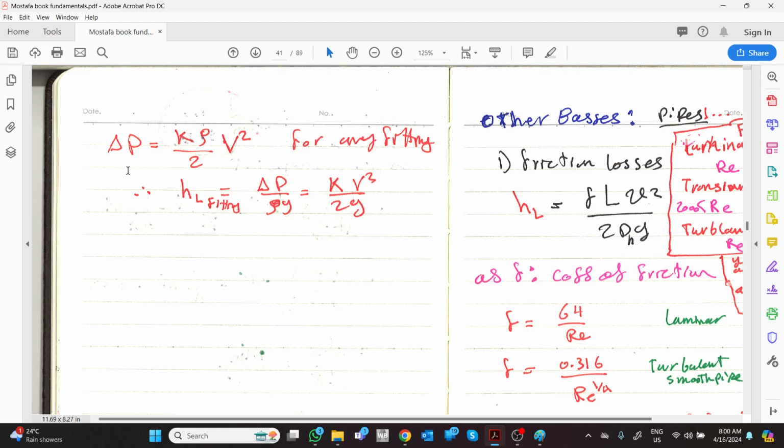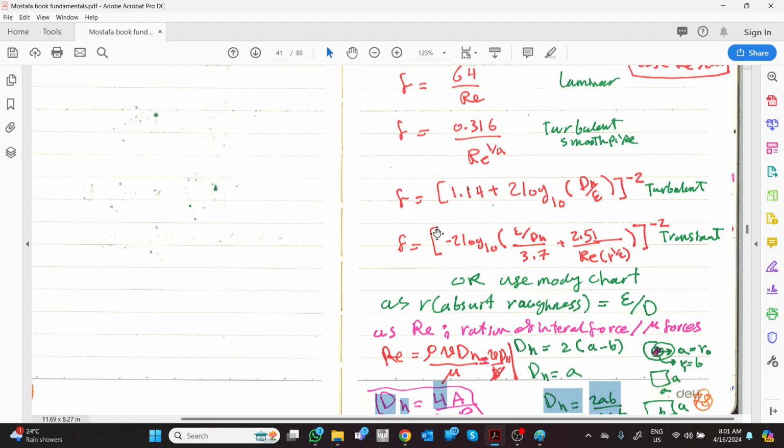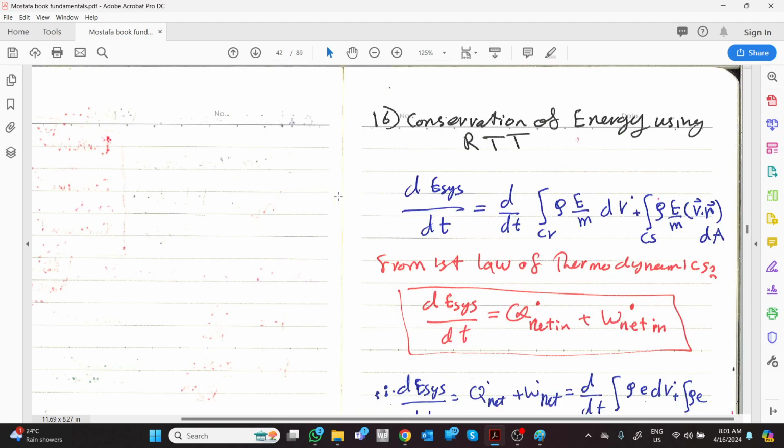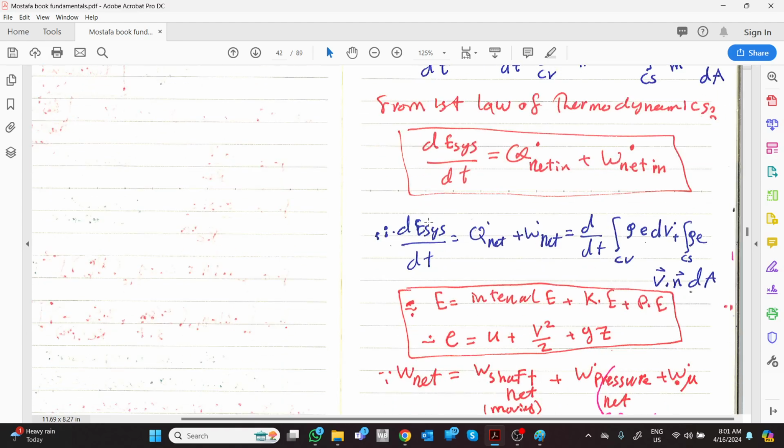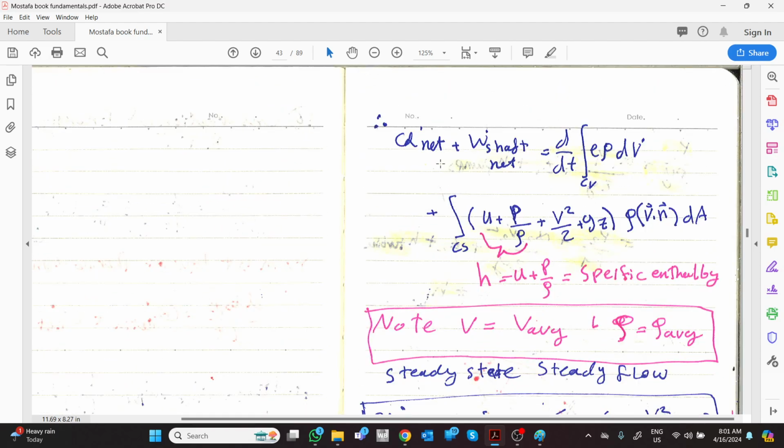For fittings, you need to know it for any fitting. Delta P is K, a constant for the fitting, multiplied by rho over 2 multiplied by v squared. If head loss for each fitting is divided by rho g, that's it, and v squared as well. This is just an indication of the general concept. We're going to use it.